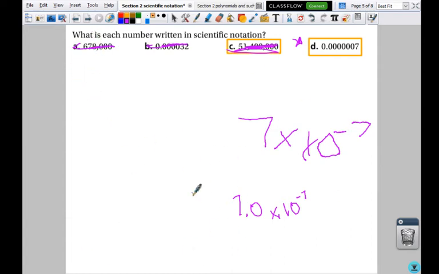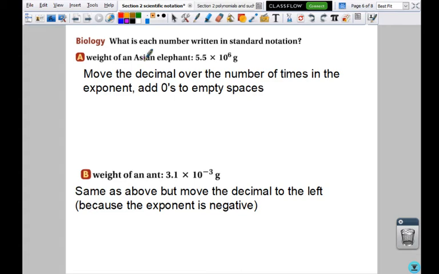Alright, so we've gone back and forth. We've gone and made scientific notation numbers. Now we're going to take scientific notation numbers and turn them into standard notation. Standard notation is just regular numbers, the way you're used to writing them.